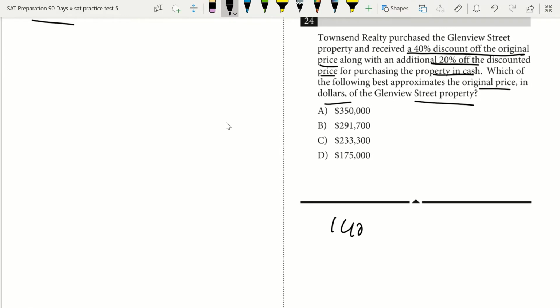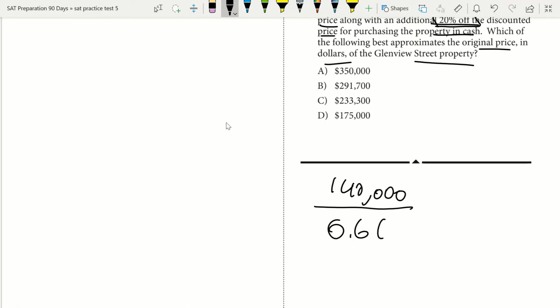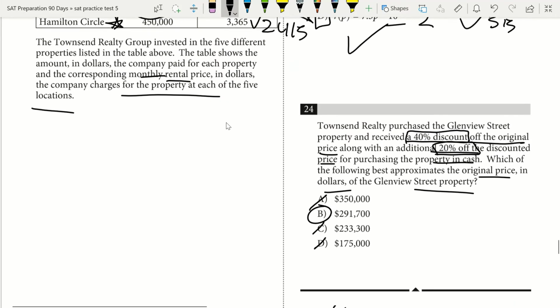We've got $140,000 then. Okay, we got to divide it by that 0.6 because 0.6 comes from us getting that 40% discount. We got to multiply by 0.6, in this case dividing since we're going from the discount price, then also dividing by 0.8 since we got 20% off of that discount price. Okay, so we plug that in our calculator really quick. 140,000 divided by 0.8 times 0.6, and that's going to give us about 291,000. So our answer there is going to be B. Okay, so that's 24. Answer there is going to be B.